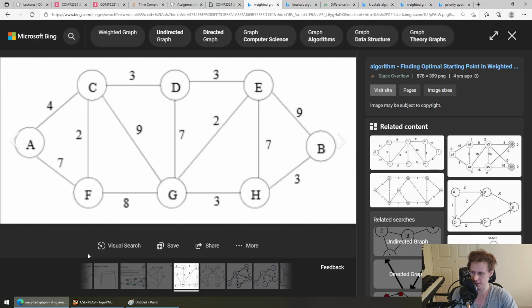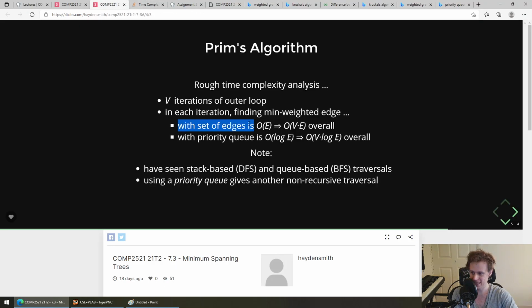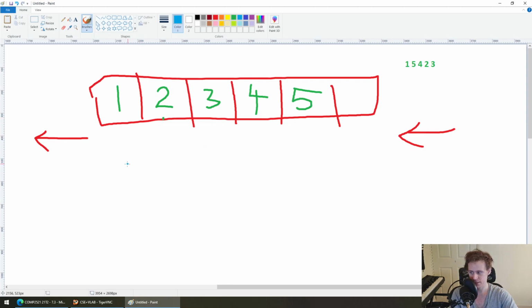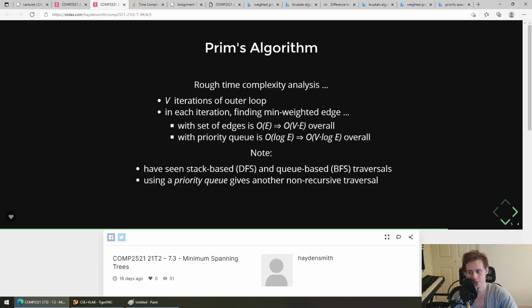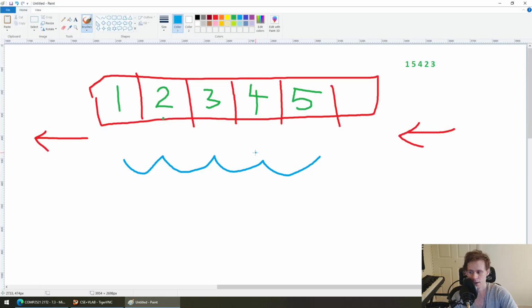With a normal list here, which we've talked about as with a set of edges, if you have 5 edges, you have to iterate through each edge to find the smallest one. So that's E steps, and that's why this one is V times E, because finding the minimum one is O(E). But with a priority queue, finding the minimum is instant because it's always at the front. The inserting into it though is a log E operation.